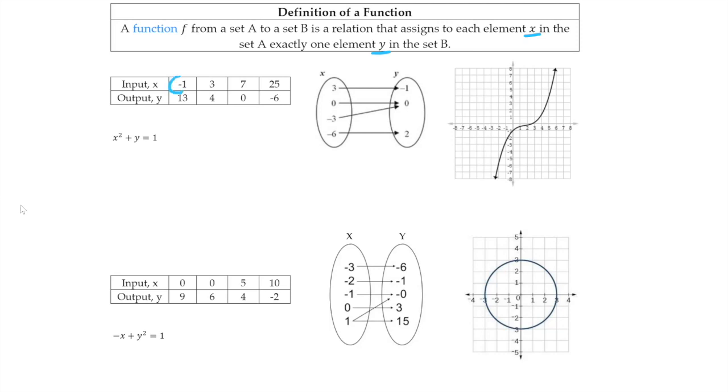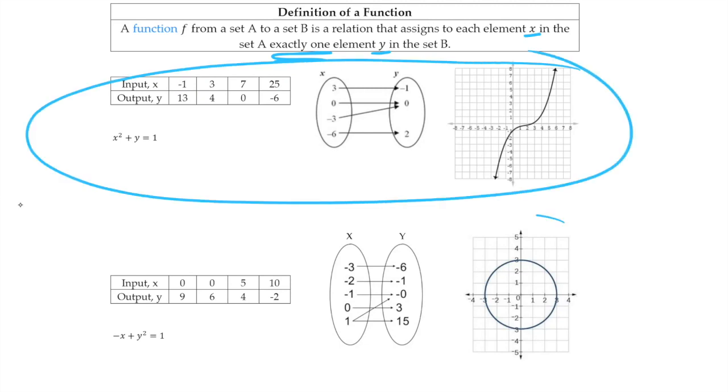This x, -1, was given a single y, 13. I don't see any more negative ones. So that x value was given exactly one y value. This x value 3 was given the y value 4, and I don't see any other x values of 3, so the 3 was given just a single y value. 7 is also given a y value of 0, and it was given that one and only y value. 25, that x value, that input, was given a single y value, a single output of -6. So for that reason, this is a function. In fact, all of these up top are functions and the bottom ones are not functions.